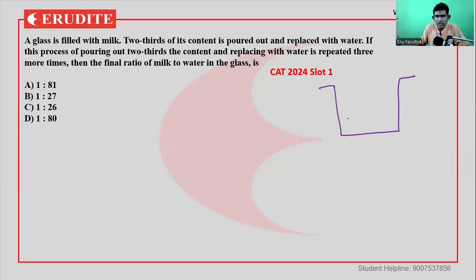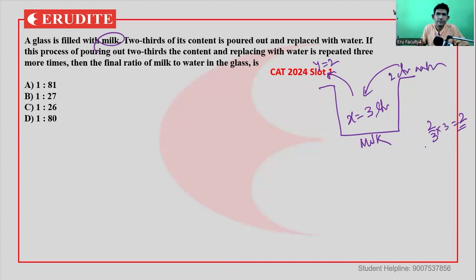So 2/3 is there. Let's take initially there were 3 liters of milk. Let's assume that. Now, 2/3 of 3 means you are taking out 2 liters. So let's take y equal to 2 liters of milk taken out and replaced by 2 liters of water. And this process is carried out 3 times more, which means in total it is done 4 times.